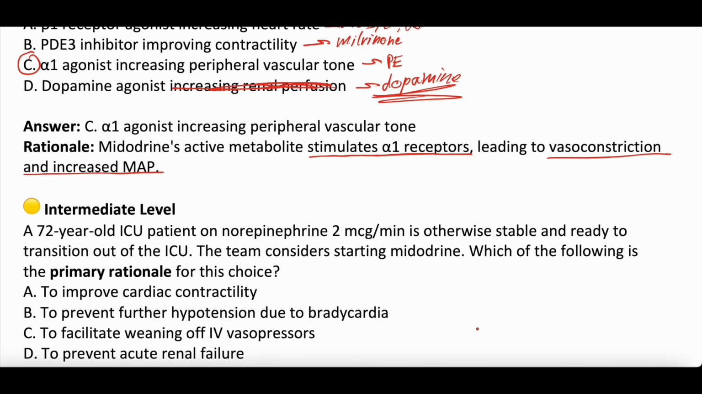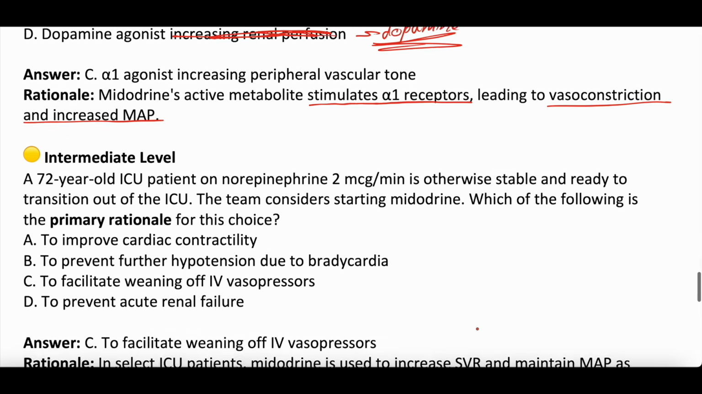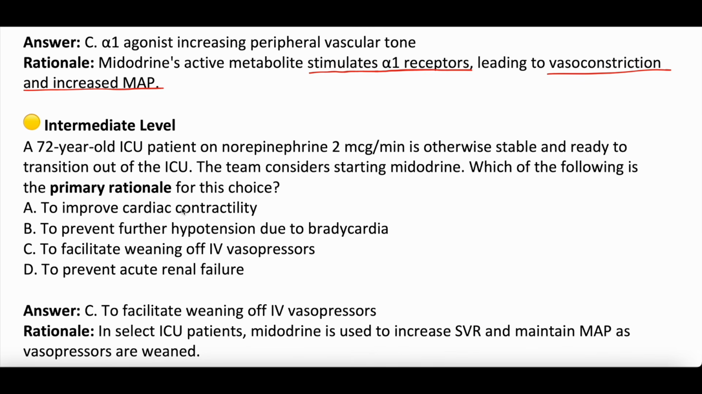The answer is C, to facilitate weaning off IV vasopressors. In select ICU patients, Midodrine has been used to increase SVR and maintain MAP as an oral vasopressor to wean off the IV vasopressors. Right? Evidence, unclear if this works or doesn't work, but this is how it is used.